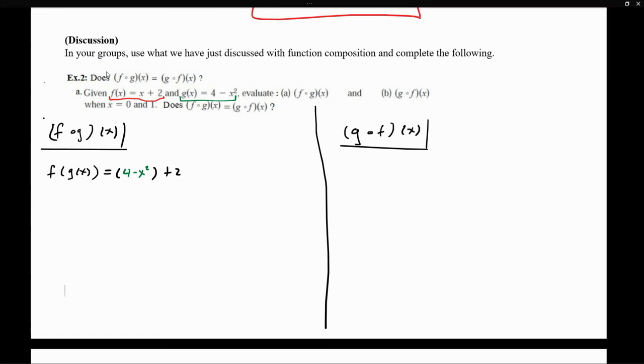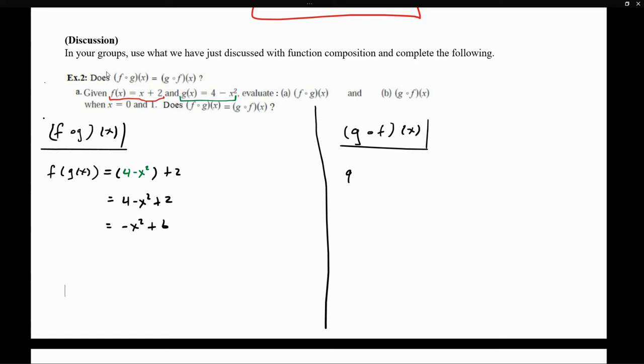And if we simplify this, let me just drop the parentheses, we're going to have 4 minus x squared plus 2. And if we simplify this, we're going to end up with negative x squared plus 6. So this is how the composition of f composed with g has been defined, as just negative x squared plus 6. Well, do we get the same result if we switch the order?